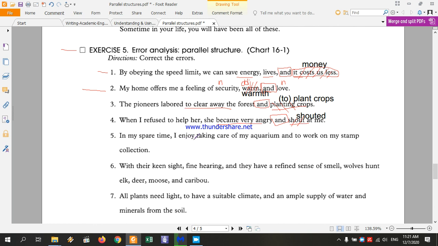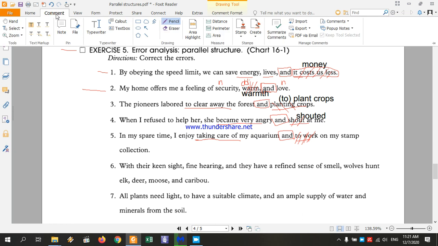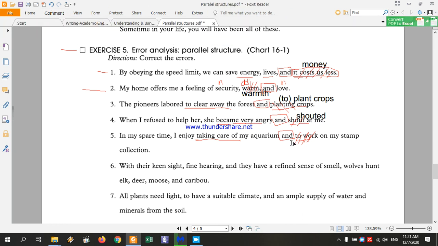All right. So in my spare time, enjoy is followed by a gerund. Okay, first of all, where's the and? Here's the and. Enjoy is followed by a gerund. So taking care of my aquarium, that's a gerund. And to work, no, this is an infinitive. So this should also be turned into a gerund. So we should say: I enjoy taking care of my aquarium and working on my stamp collection.